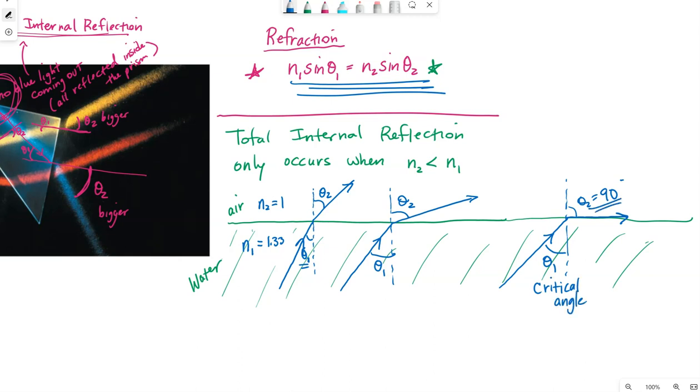If theta 2 is 90 degrees, that means it's not actually leaving the surface. We can say that N1, in this case of water, times sine of theta 1 is equal to N2, which in this case is air, times the sine of 90, but the sine of 90 is 1.